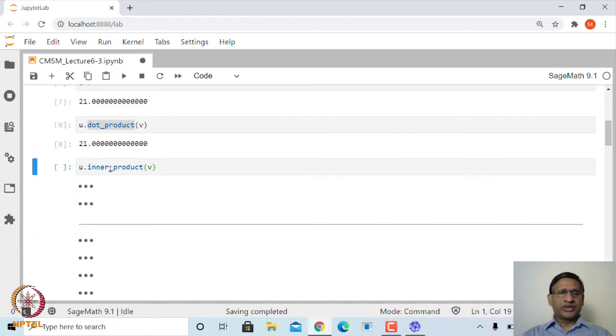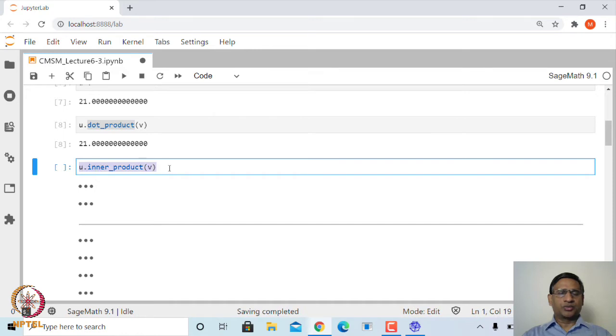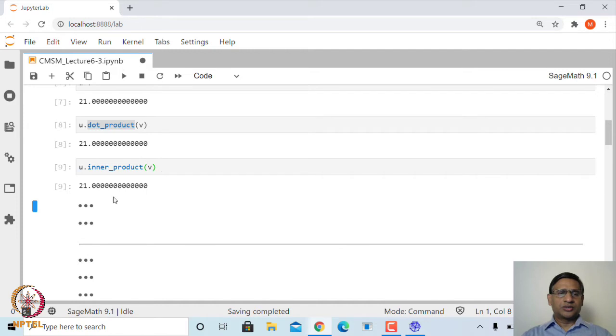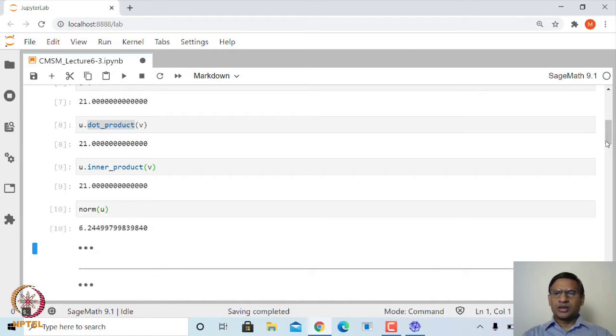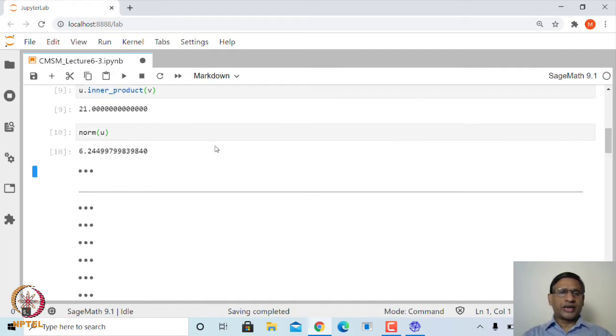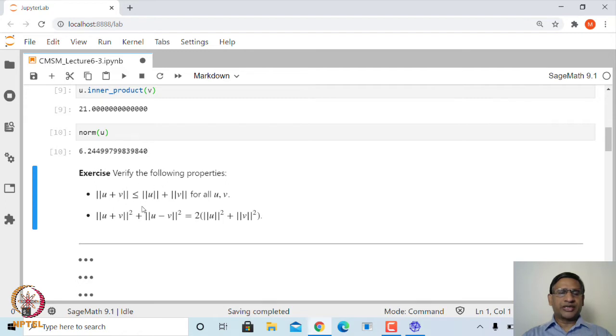You could also mention u dot inner underscore product. So, by default in Rn, inner underscore product will give you the standard dot product. Of course, you can also find the norm of a vector, that is the length of a vector, using the norm command. There are various forms, like the L1 norm or sup norm. So, I will leave this as an exercise.